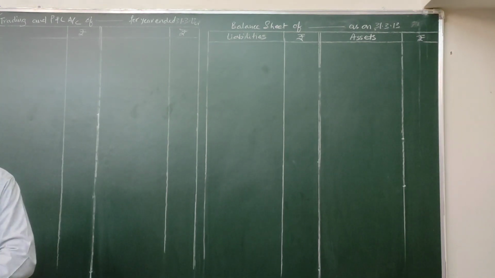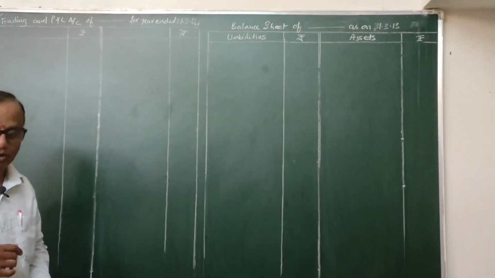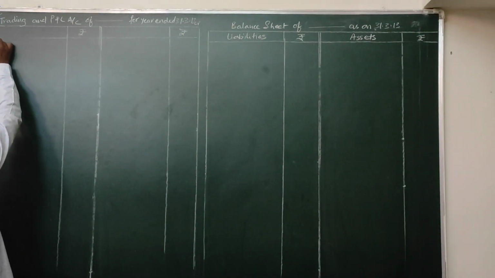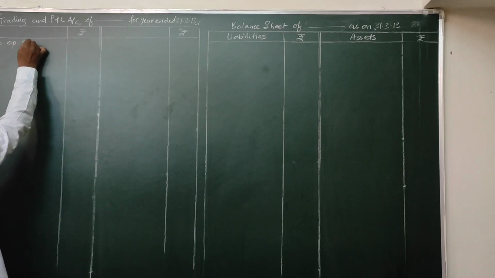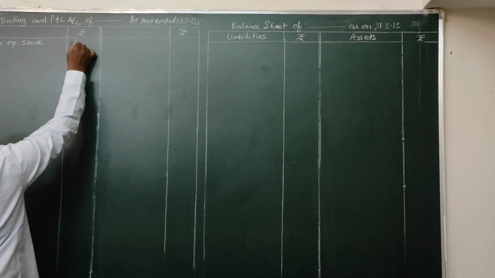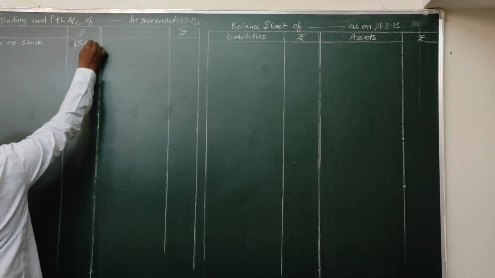One after the other, let's go on posting now. So stock is nothing but here opening stock 45,000 is given. That we will be debiting to our trading account on debit side. To opening stock 45,000 he has given. So let's post 45,000.